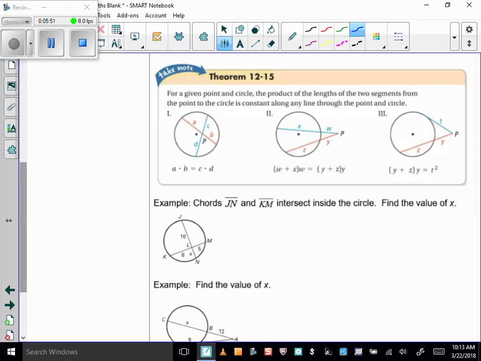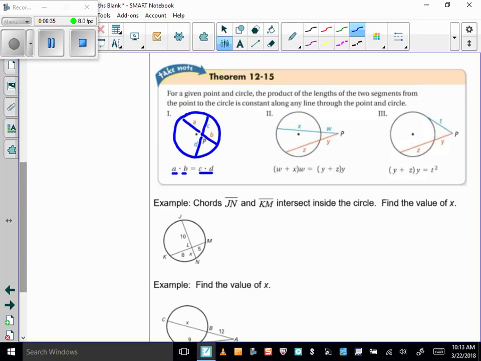Wow. If I had to figure that out on my own, I probably couldn't do that. So here's all that is saying. For the first case, I've got 2 chords that intersect inside a circle right there. If I take the 2 parts of each chord, the product of the 2 parts of one chord equals the product of the 2 parts of the other chord. A is one part of this chord, B is the other part. So the product of those two equals the product of the parts of the other chord. Part times part equals part times part.